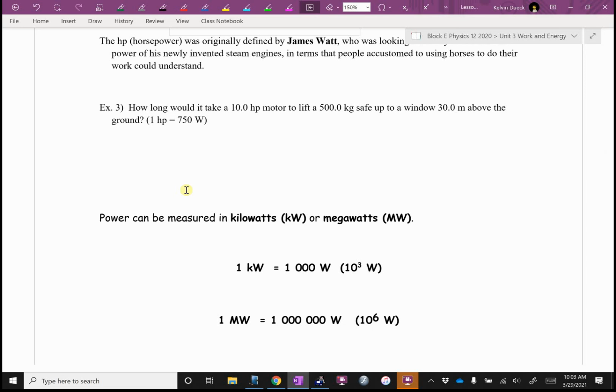What's example 3 asking me to find? Time. I don't see a VI, a VF, and you know what? We learned a new equation today that has time in it. Power is work over time.